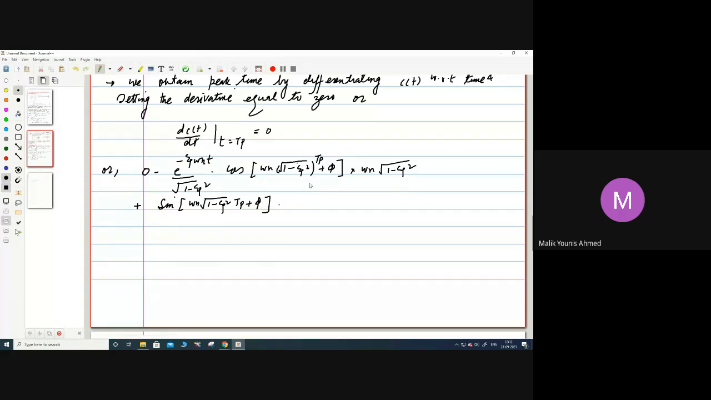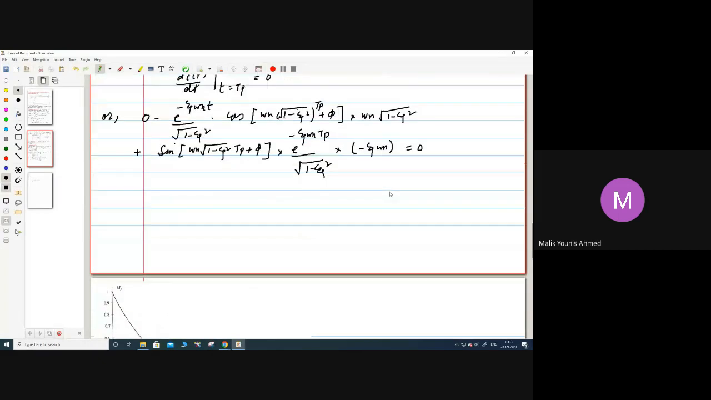The derivative of e raised to the power x is the same. So that will be multiplied by e raised to the power minus xi omega n tp, divided by under root of 1 minus xi square, into the differentiation of this with respect to t, that will be minus xi omega n, and that should be equal to 0. Let's substitute it equal to 0 because that's what we are told. We differentiate this and substitute equal to 0. That's what we are doing.